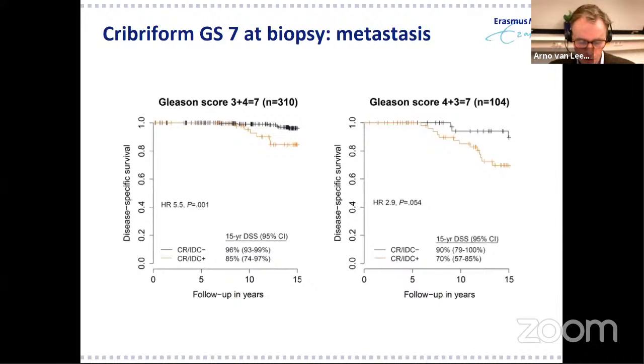And it does not only account for radical prostatectomy specimens. In a study of more than 1,000 diagnostic biopsies with more than 13 years follow-up, we found that presence of cribriform pattern was associated with almost 6-fold higher risk of development of metastasis in grade group 2 patients.